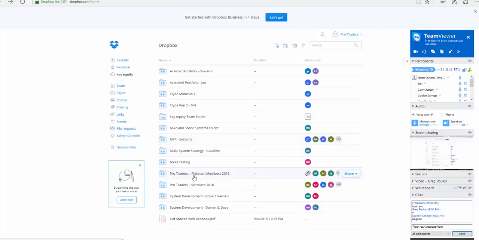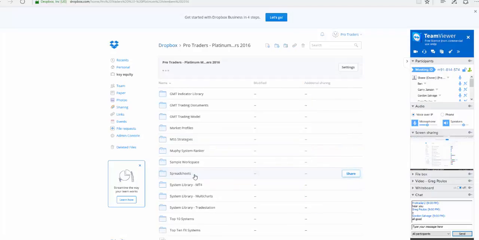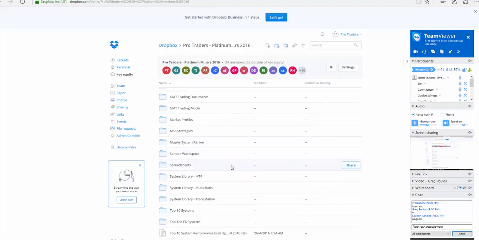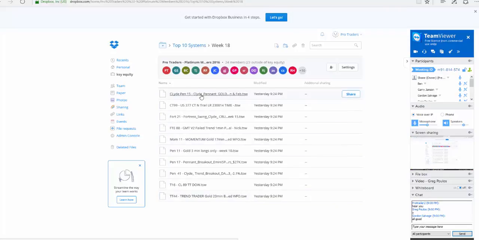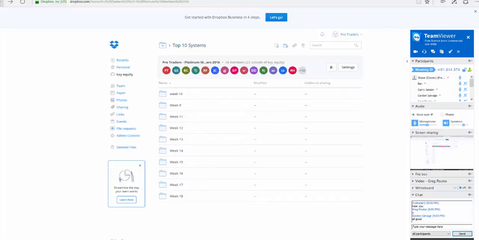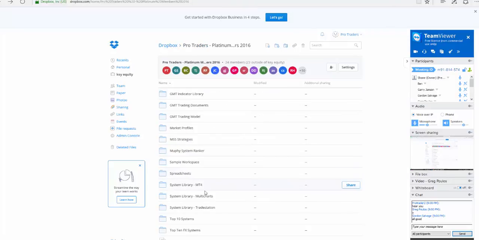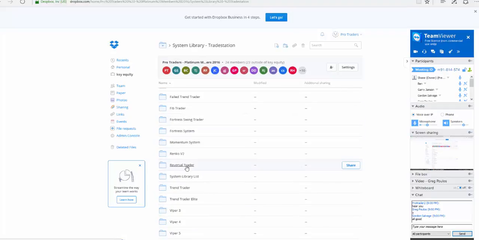Now, Platinum Members 2016, you'll see we've got our library, and this is where you want to go for your top 10. Week 18, that's where all our systems are uploaded. But as I mentioned before, within the library you've actually got your individual systems. So TradeStation library, that's where I'll be dropping in the workspaces for the individual systems that are performing really well, so you can jump in there and have a look at those.